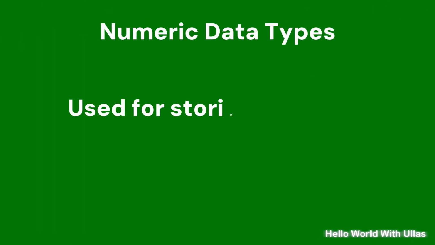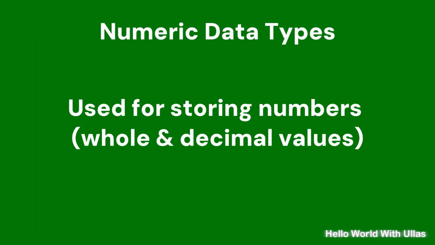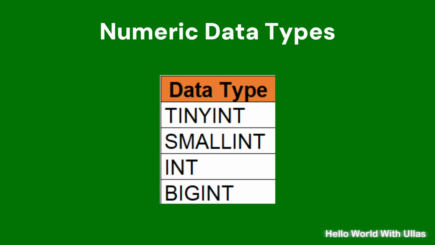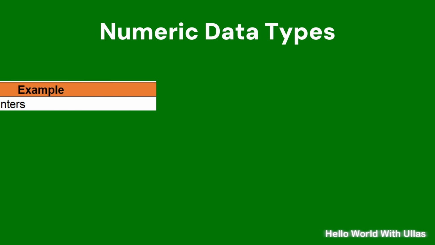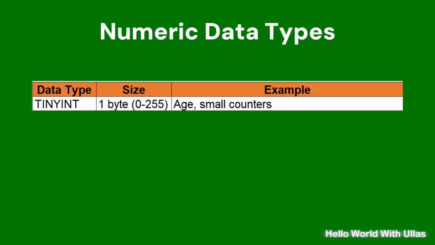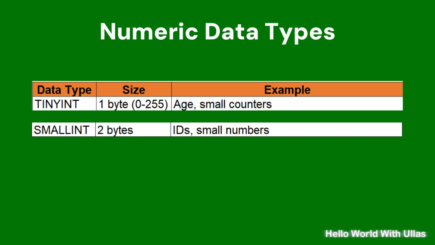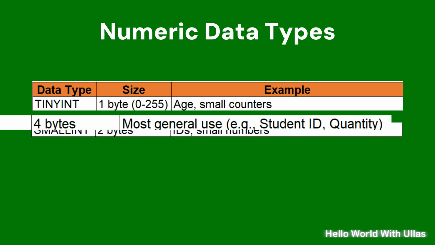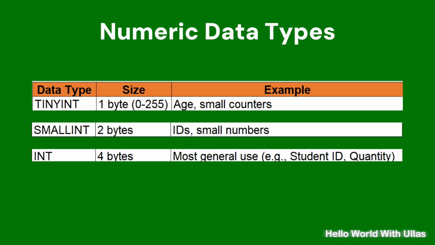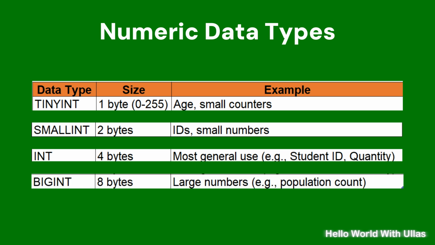Numeric data types. These are used for storing numbers, whole numbers and decimal values. For whole numbers, we have tinyint, smallint, and bigint. The tinyint, which is 1 byte, can store age, small counters. Smallint, size of 2 bytes, can store IDs or small numbers. Int, which is 4 bytes, is the most general use, we can store quantity, student ID, etc. Bigint, which is 8 bytes, can store large numbers like population count.